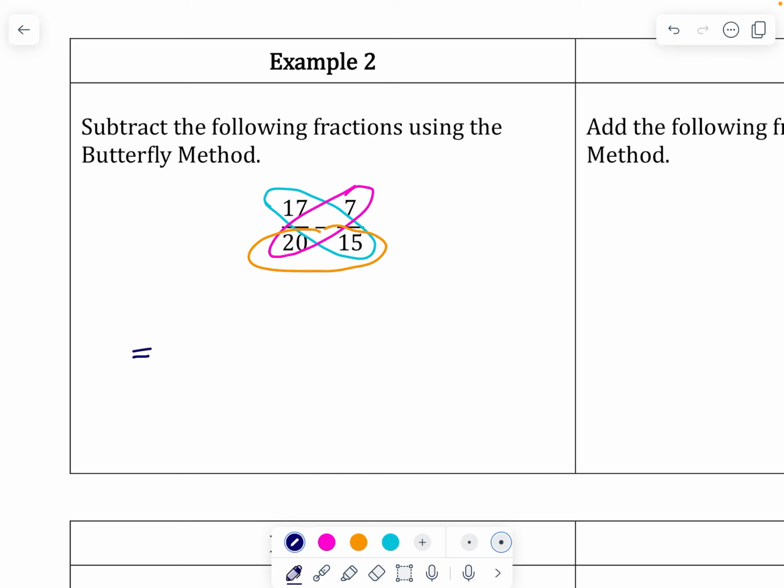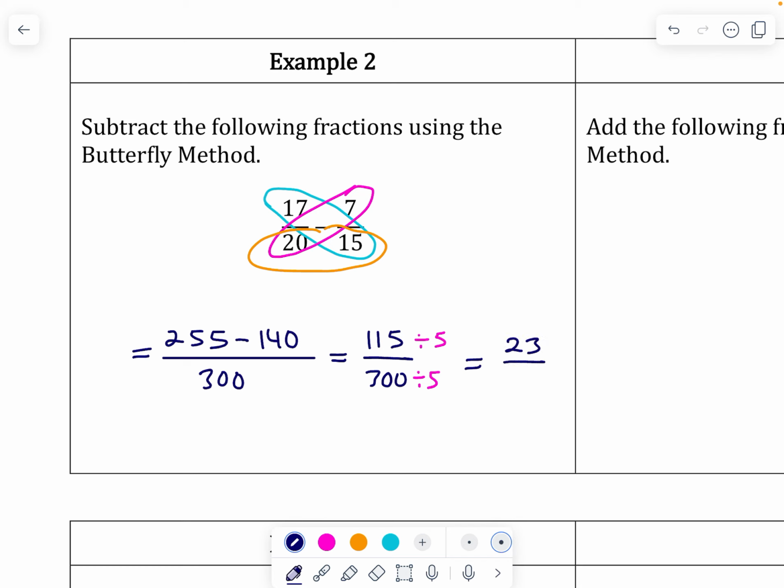May need a calculator for this. Let's go 17 times 15, which is 255, minus 20 times 7 is 140, over 20 times 15 is 300, and this gives us 115 over 300. Now, 115 over 300, that is reducible by a factor of 5. You should always reduce when it's possible. And this gives us 23 over 60.